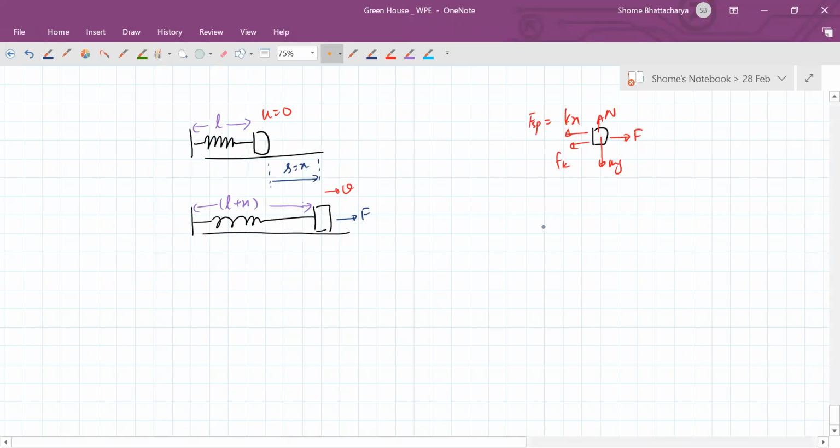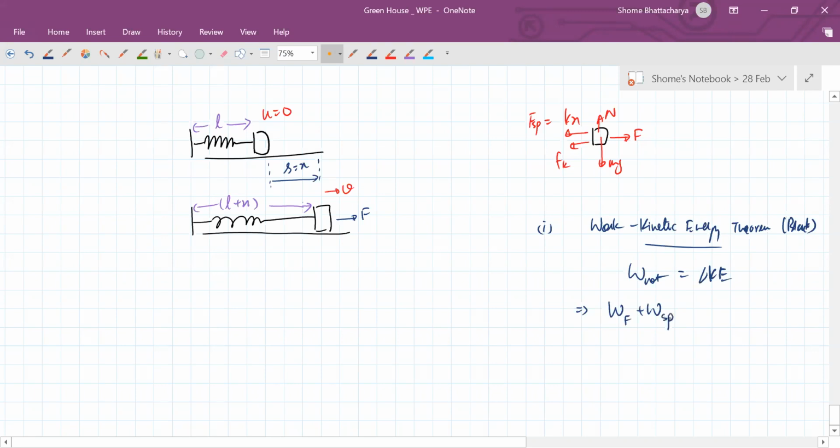So if we apply the work kinetic energy theorem to the block, we have net work done is equal to change in its kinetic energy. Net work done will be the work done by the external force plus the work done by the spring force plus the work done by friction, and that equals the change in kinetic energy. Now F is a constant force, so work done by F will be Fx.